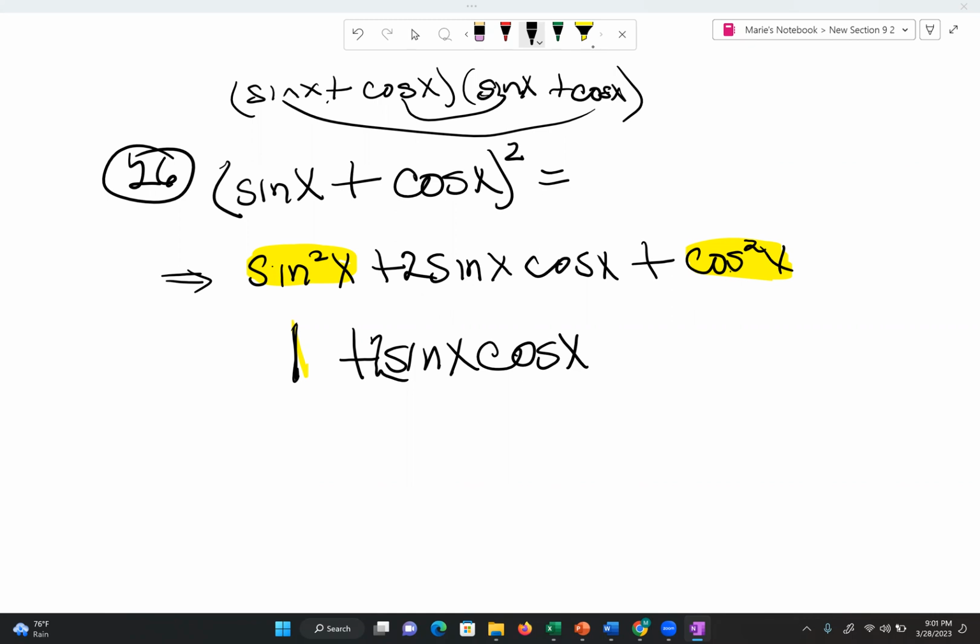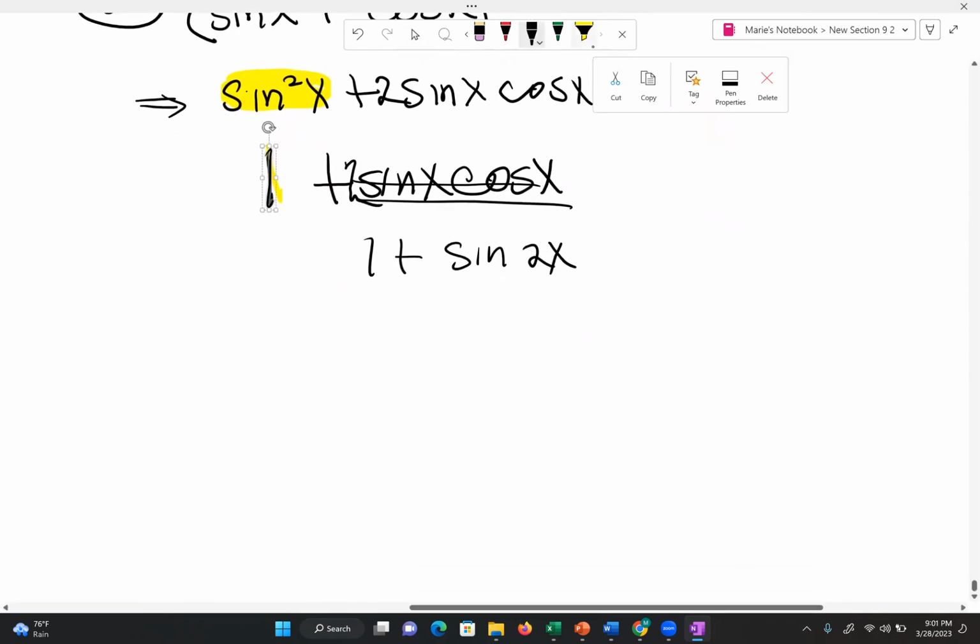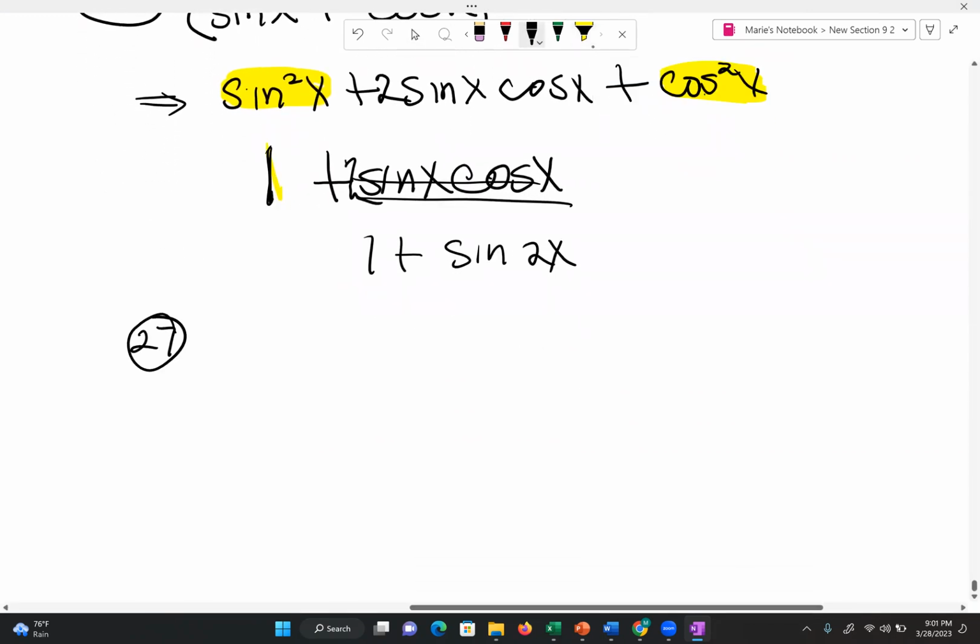Here we go. This part of the formula right here is actually going to be 1 plus sine 2x, and that's using the double angle identity. I actually forgot that. So 27, power reducing for this one. So you have to refer back to your power reducing identities.